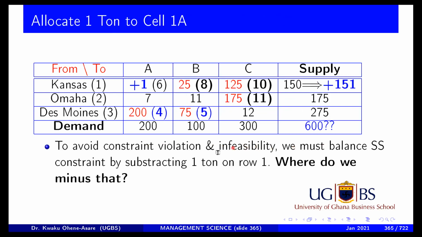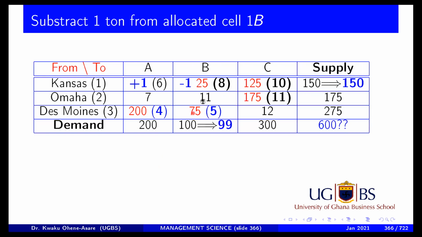So to avoid the constraint violation and infeasibility, we must balance it by subtracting 1 ton on the row. Where do we minus that? We've done the +1 here. Where do we do the -1? Well, when you look at it, it's the 25. So we've got to do it at the 25. So you do -25 here. And why are we doing that? We are doing the -25 here because that will first of all balance by bringing us the 1 ton here. So we are removing 1 ton from this, and that will give us again a smaller cost.